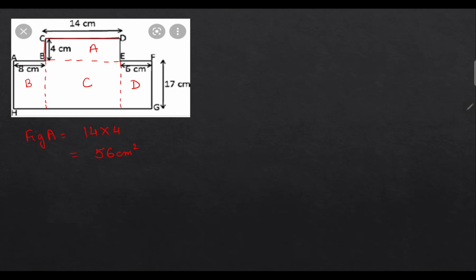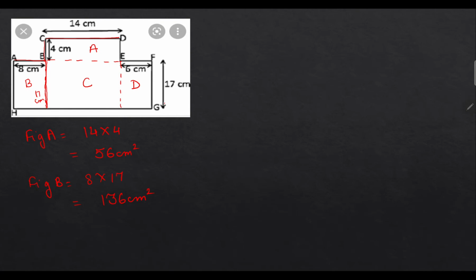Then I will find out the area of figure B. If you observe figure B, this AB is 8 centimeter. Regarding this length, it is 17 centimeter. This part is 17 centimeter. So what will I write? 8 into 17. That means it is 136 centimeter square.